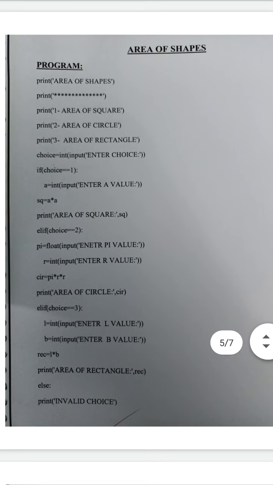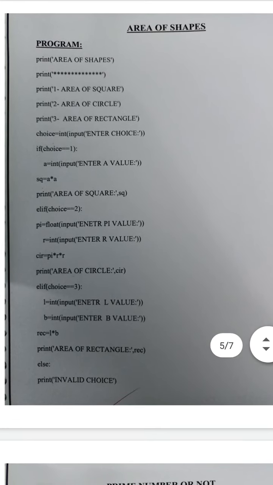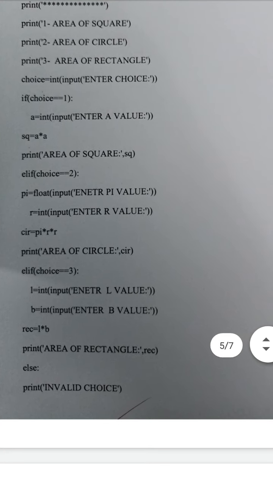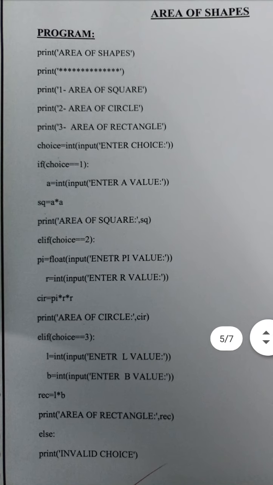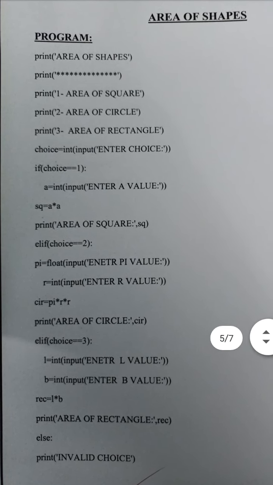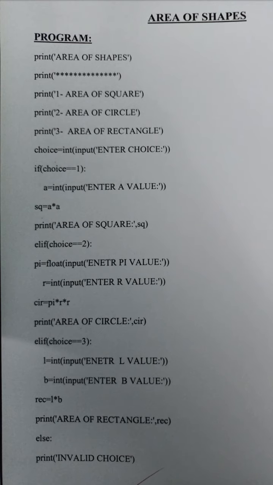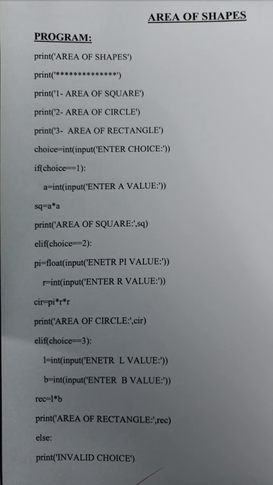The next example is area of shapes. Okay. So we have 3 different shapes, and for those shapes we are going to find out the area. First we are printing the heading. Next we are printing the underline. And next we are printing 3 choices: 1, 2, 3. First choice is area of square. Second choice is area of circle. Third choice is area of rectangle.